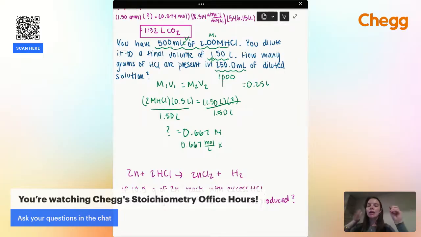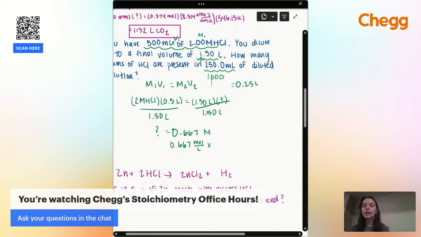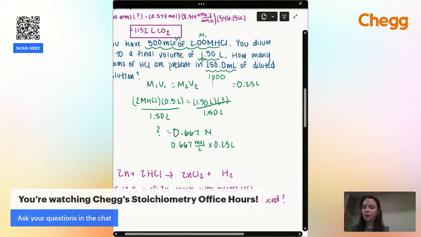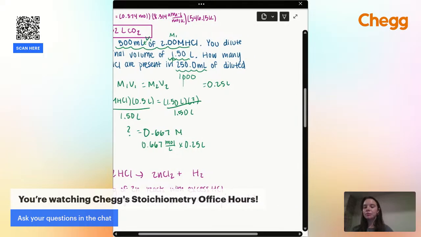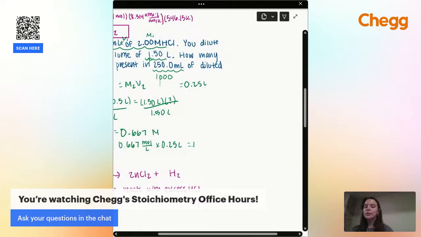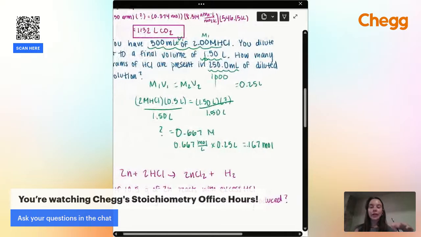I know that's a little confusing, but the 0.25 liters is going to dial back the scale because how many moles and grams are present in 0.25 liters as opposed to 1 liter are very different because it's a very different amount of substance. So we're multiplying by 0.25 liters. Let's plug that in the calculator. We do 0.667 times 0.25. We get 0.167 moles. And then it's a pretty simple conversion just from moles of HCl to grams of HCl.